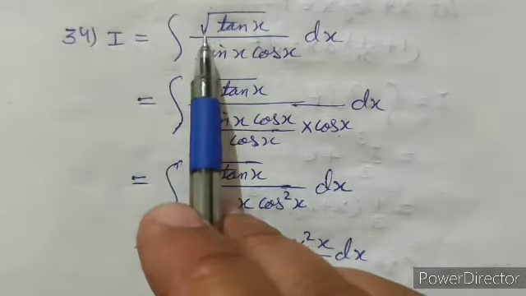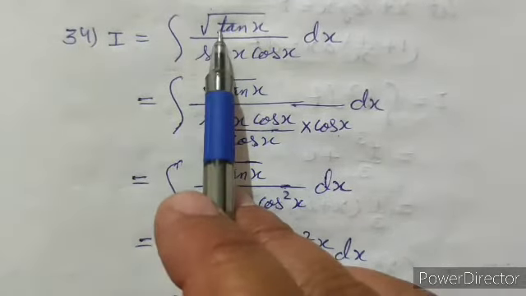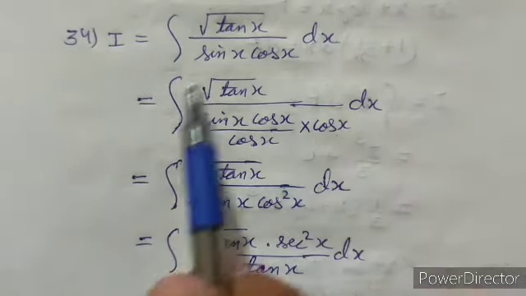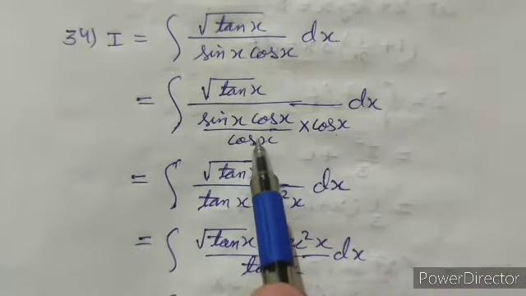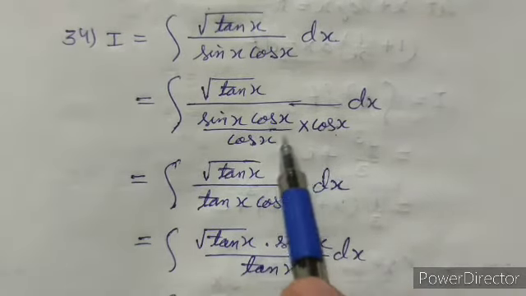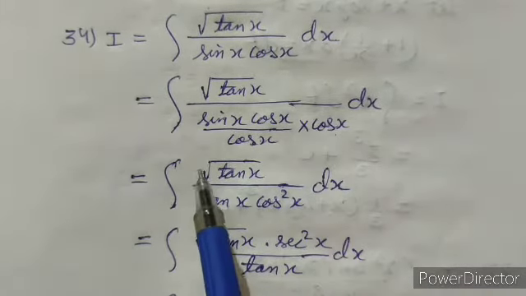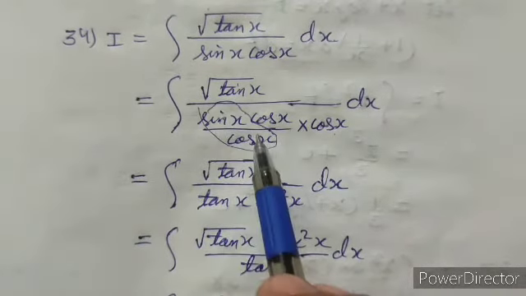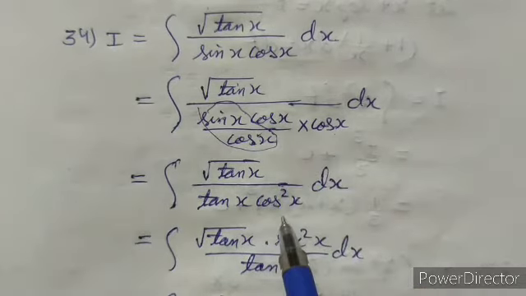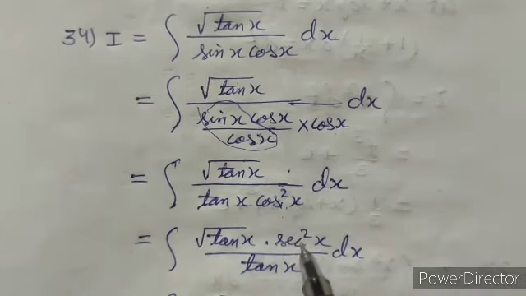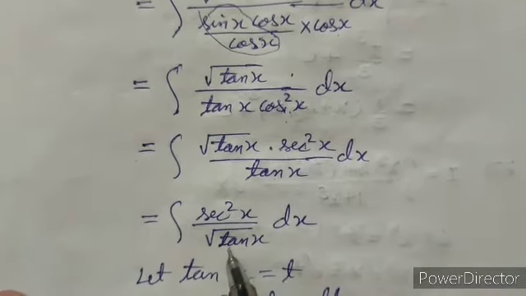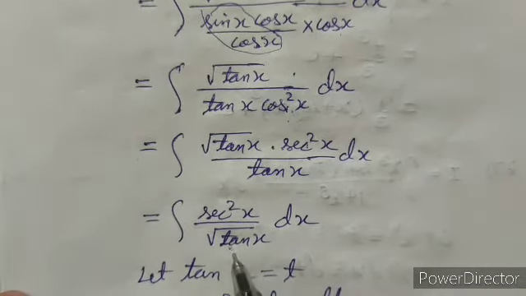Here I is equal to integral of under root tan x upon sin x cos x dx. Now on dividing and multiplying the denominator by cos x, this will be root tan x upon sin x upon cos x, which is equal to tan x, and cos x into cos x will be cos square x. Now 1 upon cos square x can be written as sec square x, and root tan x upon tan x will be equal to 1 upon root tan x.